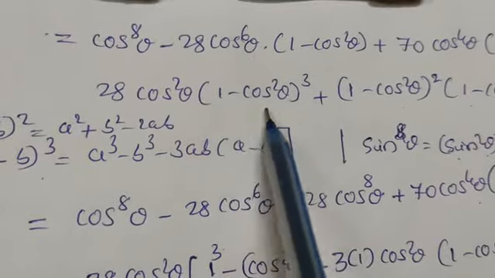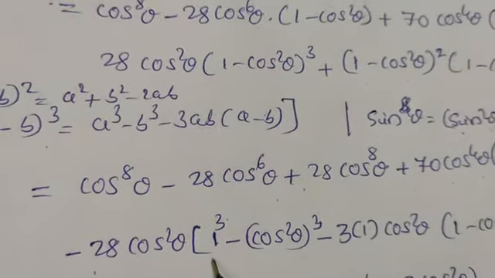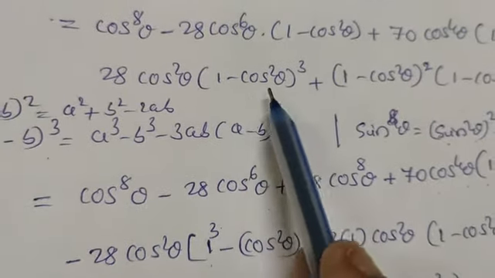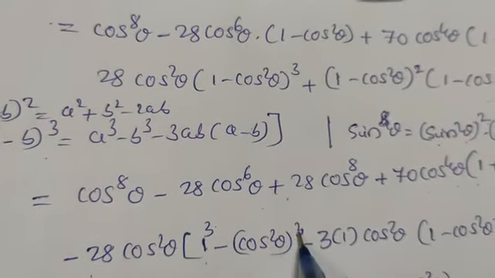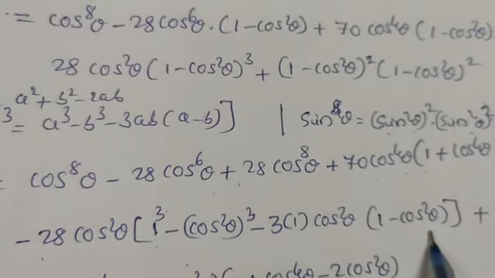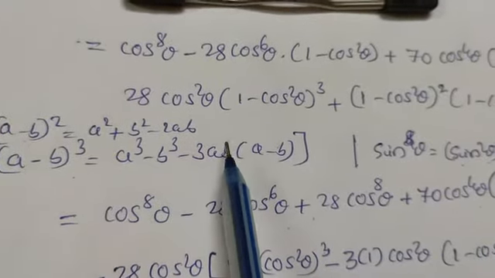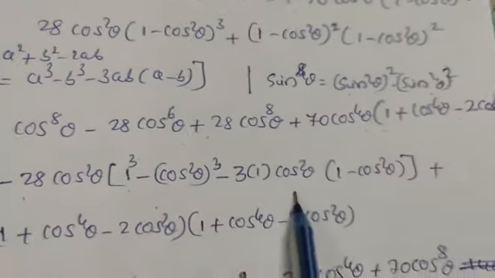Here we have 1 minus cos square theta whole cube, it is like a minus b whole cube, and we know it is equal to 1 cube minus cos square theta whole cube minus 3 into cos square theta into 1 minus cos square theta. It is like a minus b whole cube. You just replace a by 1 and b by cos square theta in this formula, you will get this result.